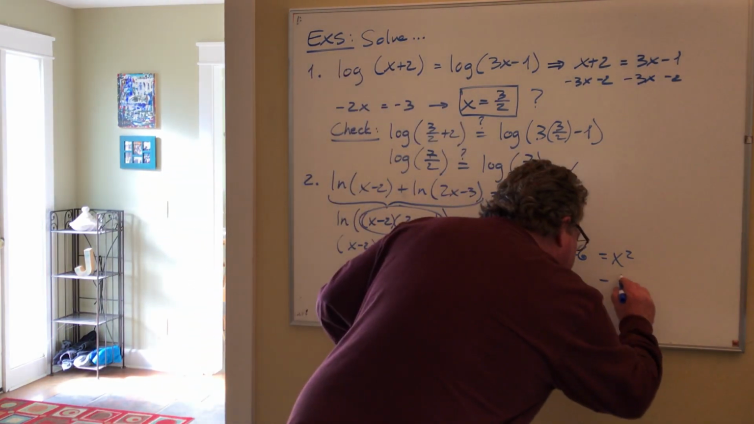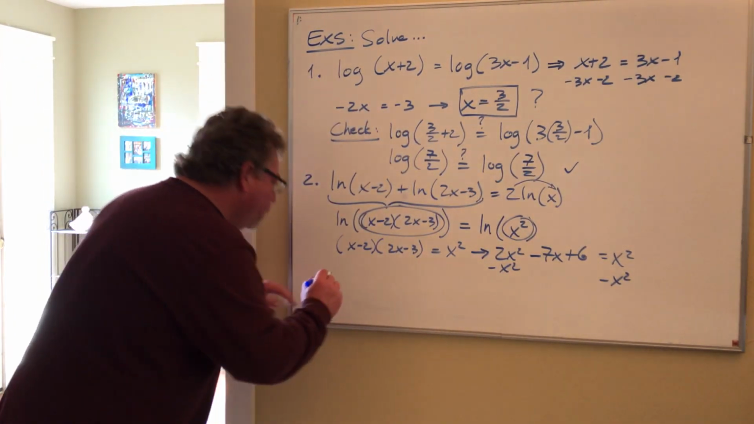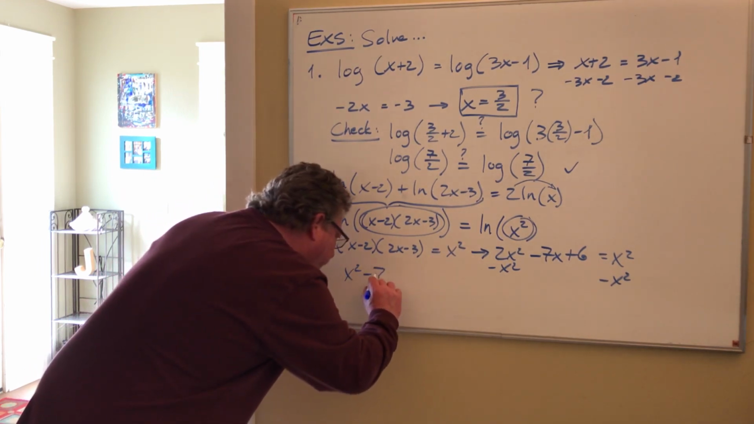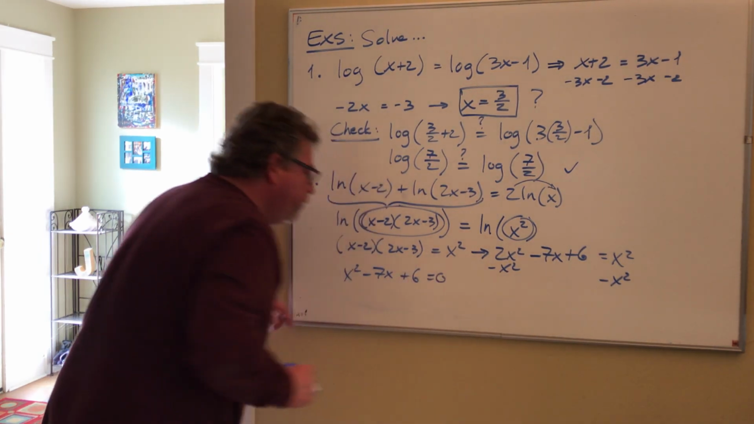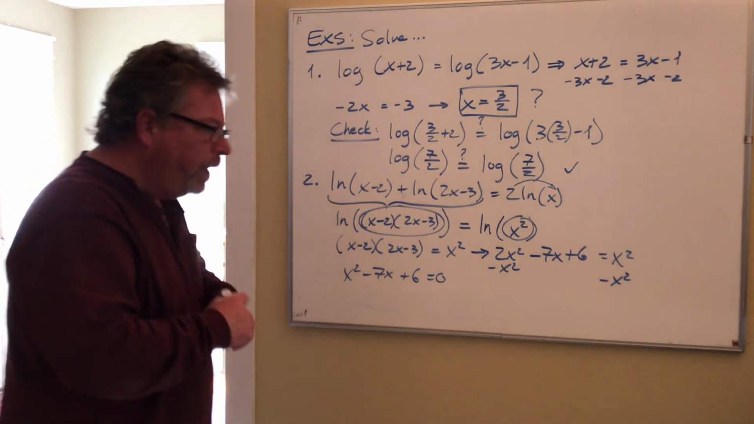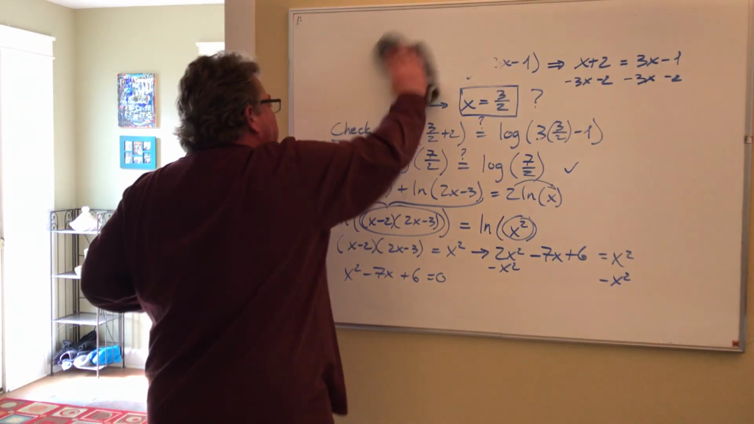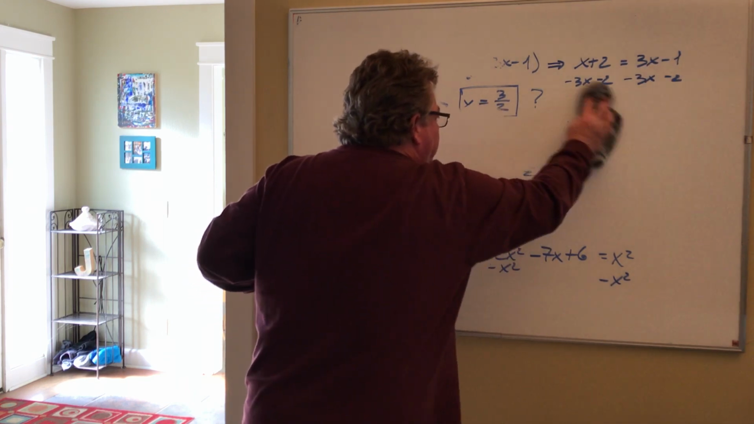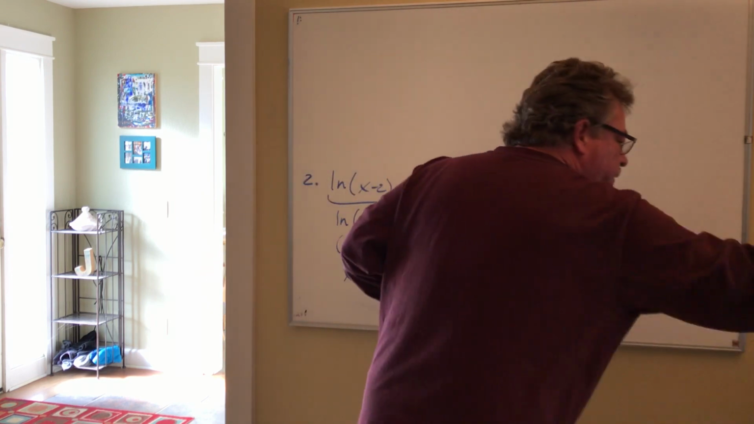But let's subtract x squared from both sides. And that'll get me to x squared minus 7x plus 6 is equal to 0. And that's what I've got to solve. So let me get some space to do some work here. So I'll get this cleared out of here. I want to leave the original equation intact here because I'm going to need to come back to it.